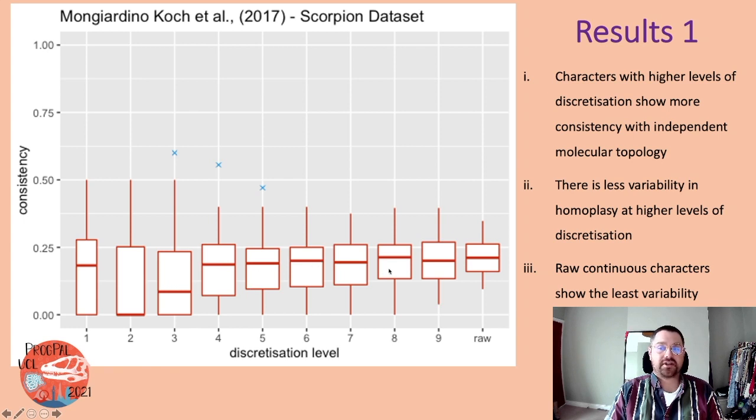The median scores are higher. Furthermore, the variability in score there is smaller. There's much variance, there's some really good characters, some really bad characters in these low levels, whereas once you go from 4 to 9, those characters are much more consistent. Furthermore, the raw continuous characters show the least variability.